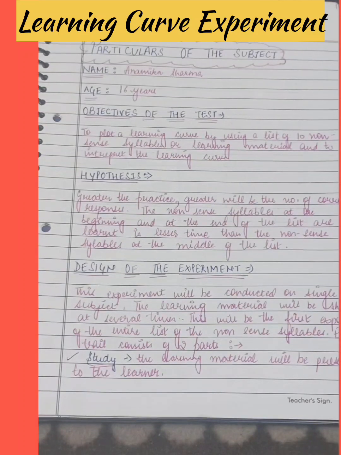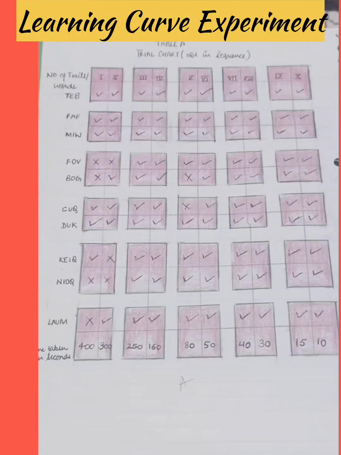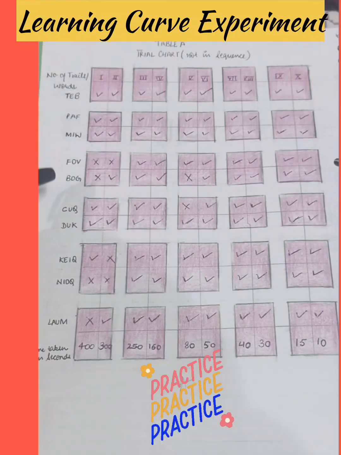The learning material is the list of those 10 nonsense syllables, and these will have two parts: the syllables they will learn which are not in sequence, and the syllables they will learn which are in sequence. The learning material will be presented to the learner and they will be given the instructions on how to do that experiment. So what we will do in this experiment, in this table A, this is the trial chart, and here you will be giving these 10 nonsense syllables to your subject.